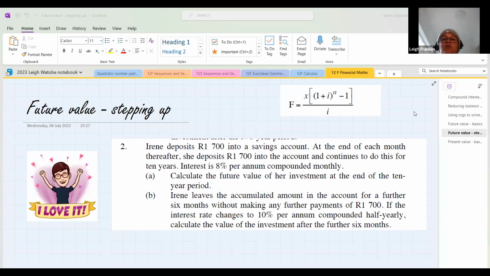Okay, so let's look at our first example. Irene deposits 1,700 Rand into a savings account. At the end of each month thereafter, she deposits 1,700 Rand into the account and continues to do this for 10 years. Interest is 8% per annum compounded monthly. Calculate the future value of her investment at the end of the 10-year period.